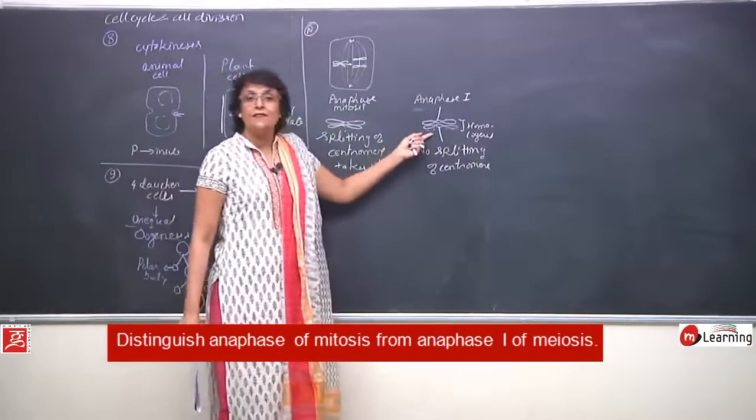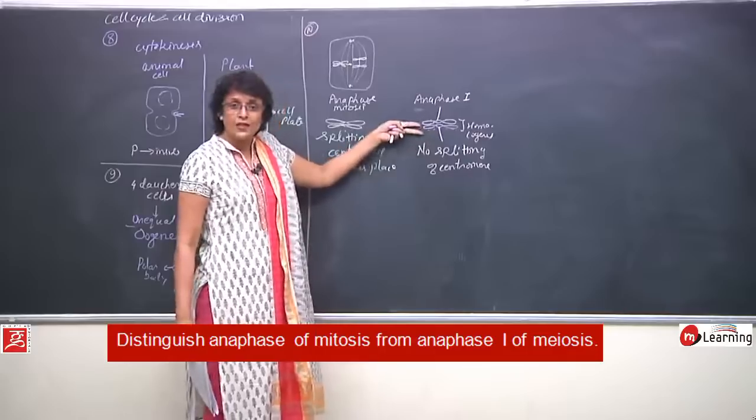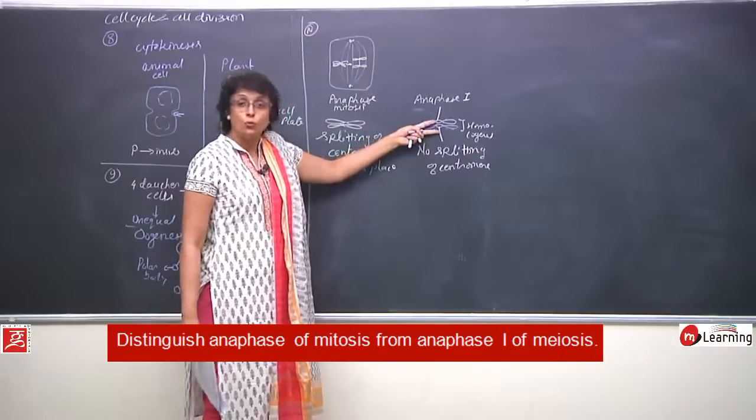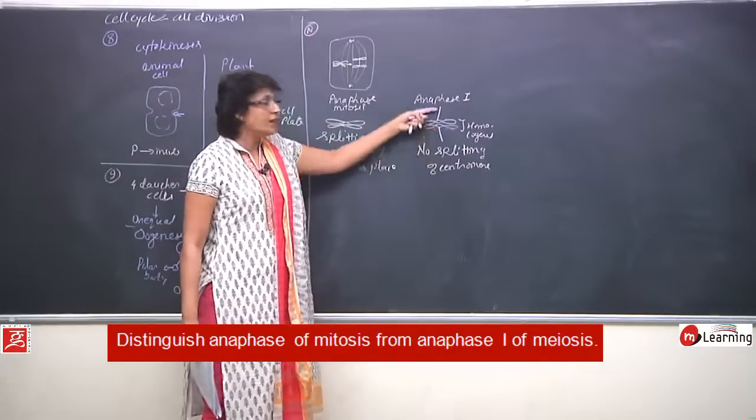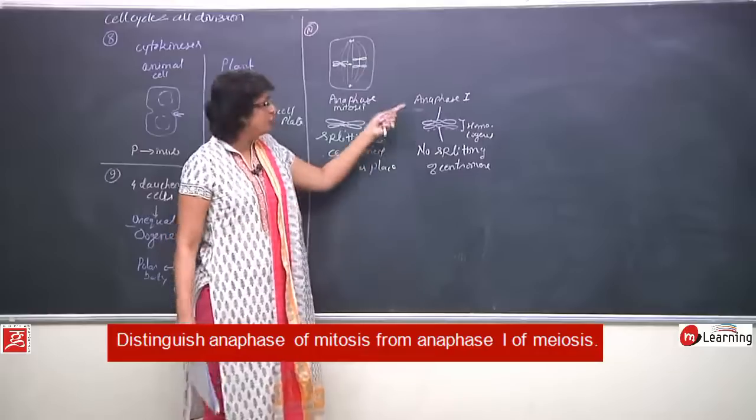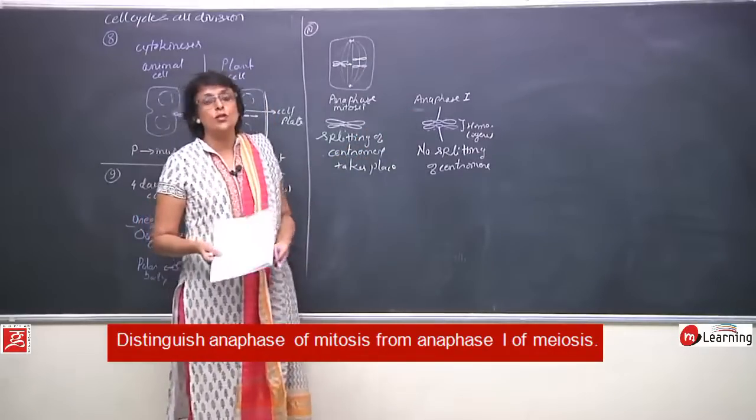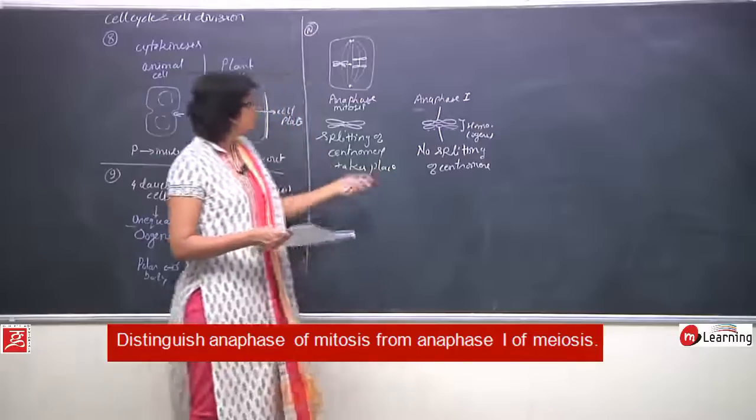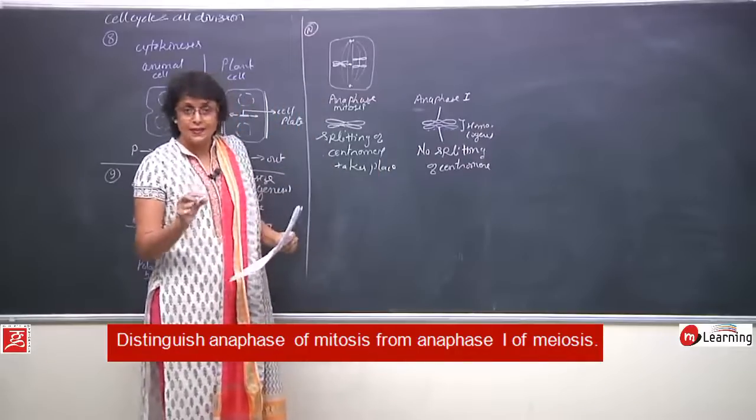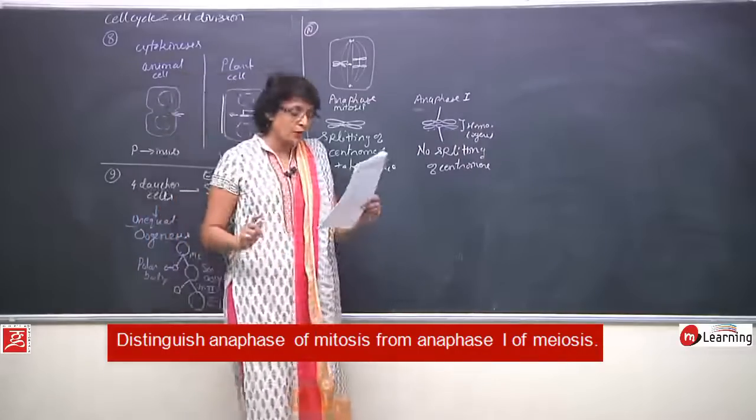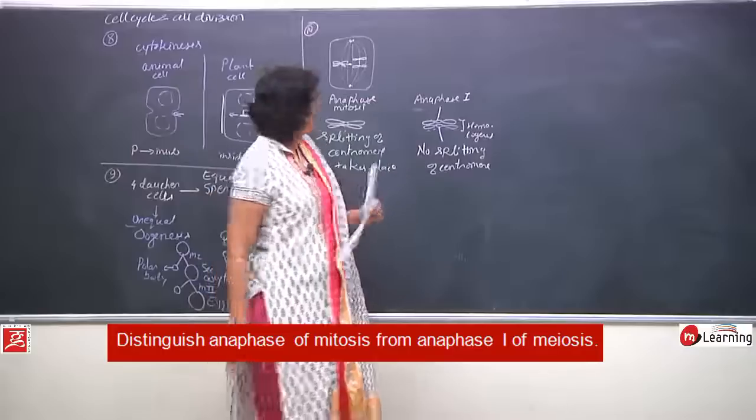Whereas in case of anaphase 1, the two chromosomes which are on the equatorial plane, they are homologous ones. So when the spindle fibers pull them apart during anaphase, the centrioles are separate, so there is no chance of splitting. So this is the difference between the two anaphases, anaphase of mitosis and anaphase 1 of meiosis 1.